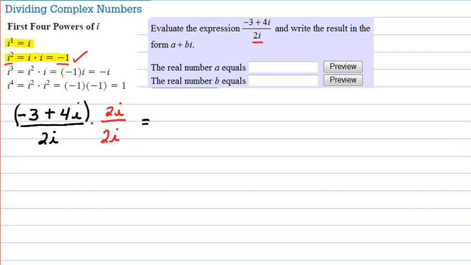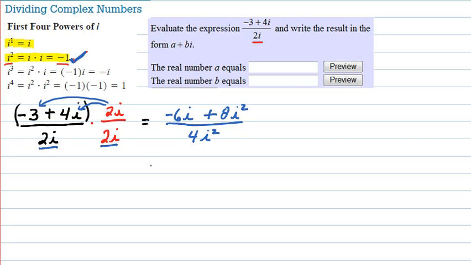So we're going to be taking the 2i times the negative 3, which is negative 6i, and the 2i times the 4i, which is a positive 8i squared. Now there's the i squared that appears, and you have to remember that we're going to be replacing the i squared with its equivalent of negative 1 in the next step. On the bottom we have 2i times 2i is 4i squared. There's that i squared again.